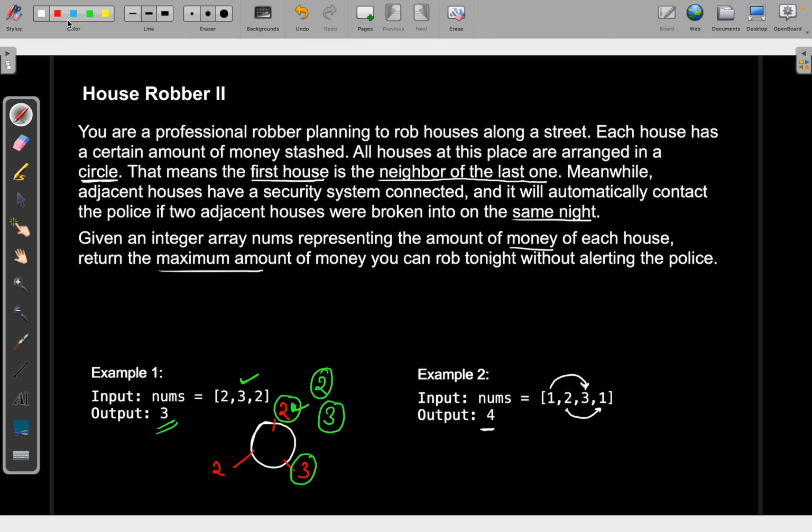So the only condition is that previously we were able to take this one and the last one, because if they are not adjacent, we can take them. Here now these two become adjacent because the houses are in a circle. So now how can we solve this problem? Any idea, any thought process? What do you think?